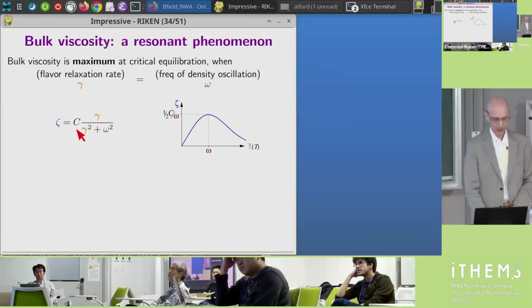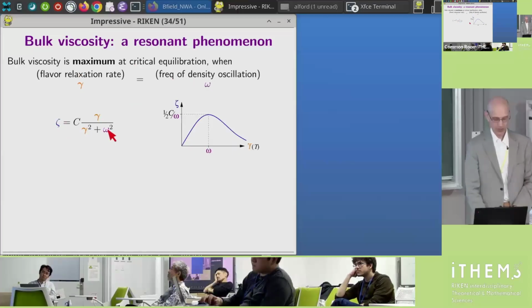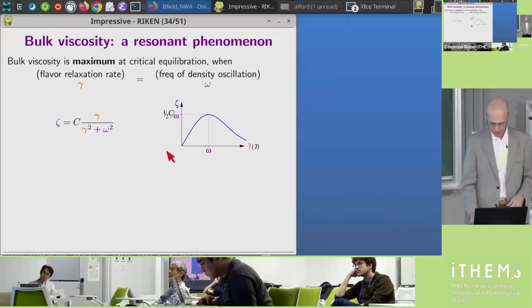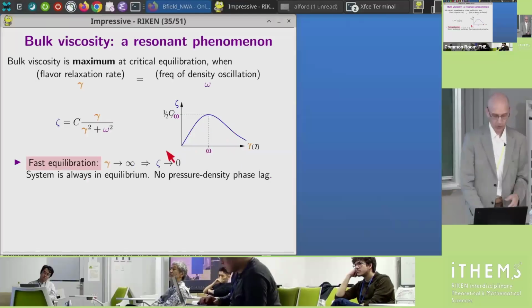The bulk viscosity, this is zeta, in terms of these two quantities, has this form: relaxation rate over relaxation rate squared plus frequency squared. So as you vary the relaxation rate here along the bottom, which is really varying the temperature, which varies the rate, and look at the bulk viscosity as the y-axis here, it goes up, reaches a maximum, and goes down again. And that's related to the physics that we were talking about before.